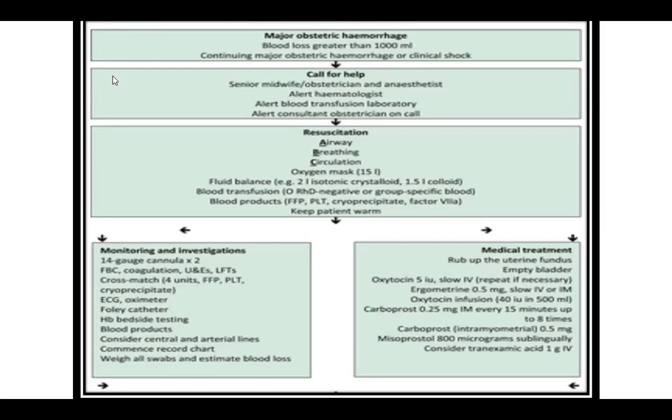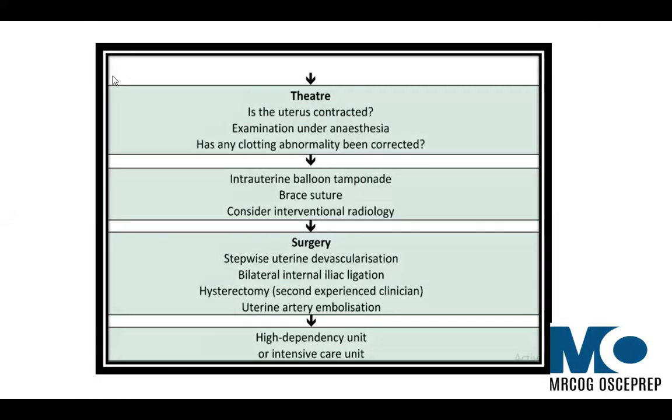After the medical management, the next question was, if the medical management fails, what will we do next? We'll take the patient to the theater after taking consent, maintaining the WHO safety checklist. Then we need to see what the cause of the PPH is: tone, tissue, trauma. According to the cause, we will treat the patient. We check whether the uterus is contracted or not, and examine under anesthesia. If any clotting abnormality is there, we need to correct that.